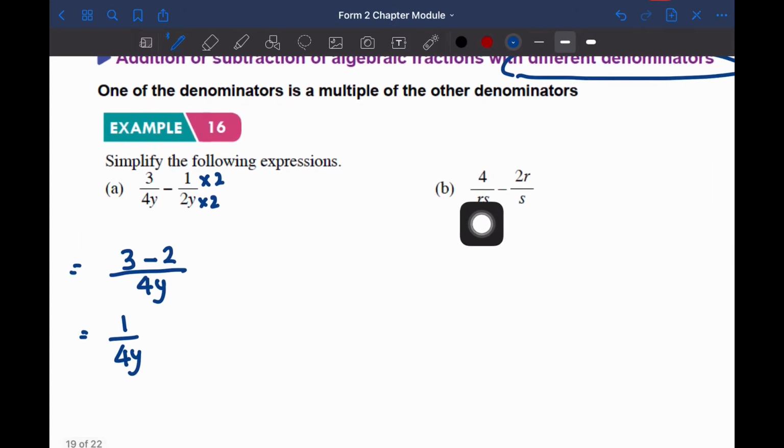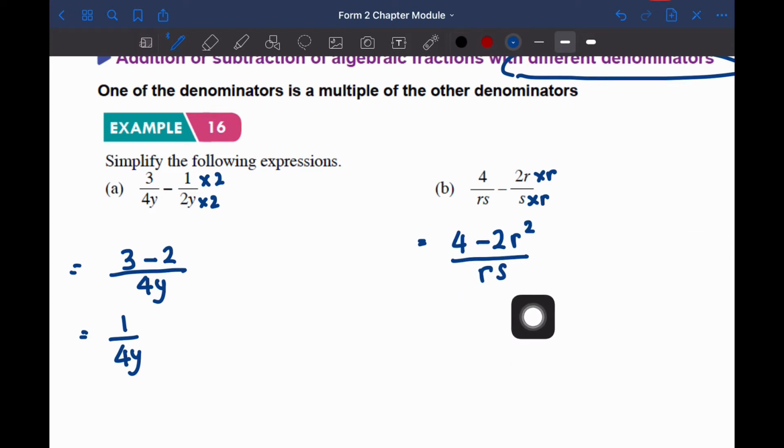Next B. You have R, S and S. So ini S saja, ini RS. So untuk tolak kita kena samakan bawah ni menjadi RS juga. So di sini kurang R, so kita darabkan dengan R. Bawah darab R, atas pun darab R. So we get 4 minus 2R times R is R squared over RS. So this is the answer. That's it. Itu sahaja jawapan kita.